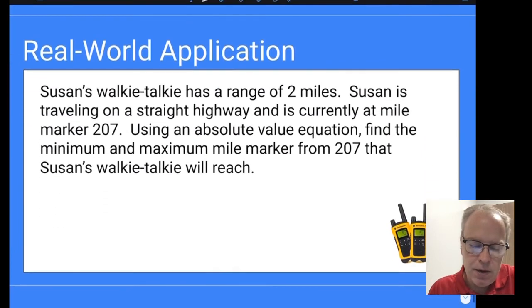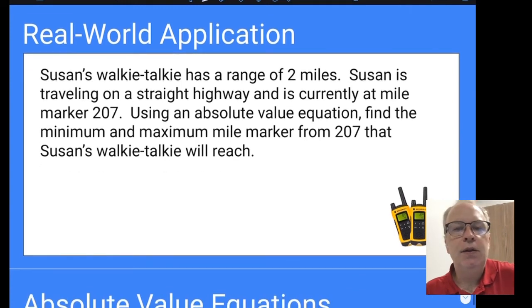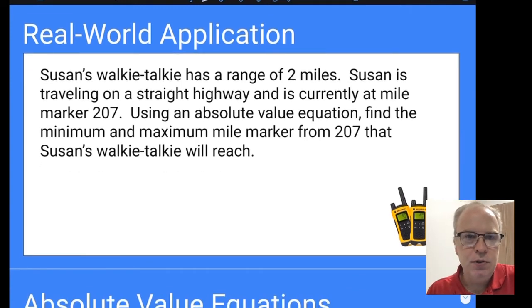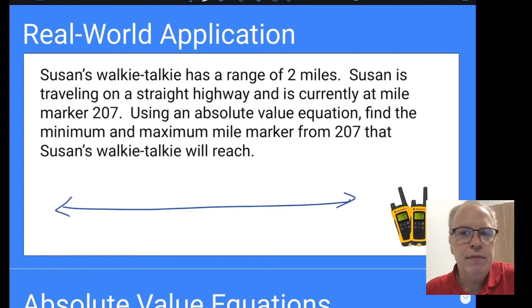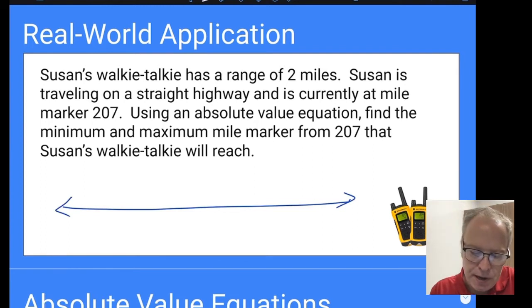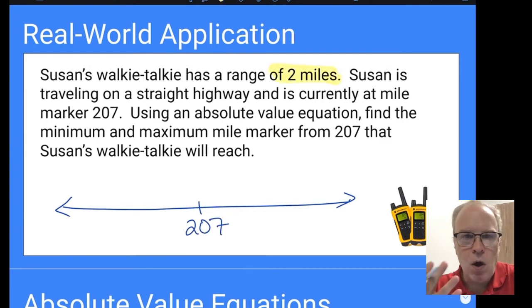Now we have a real world application. Susan's walkie-talkie has a range of 2 miles, and Susan is traveling on a straight highway. Okay, so here's the highway, and she's traveling along, and she's at mile marker 207. Now let's go back up again. She's got a walkie-talkie and it can go 2 miles in any direction, left, right, north, south, east, west, whatever it is, 2 miles.